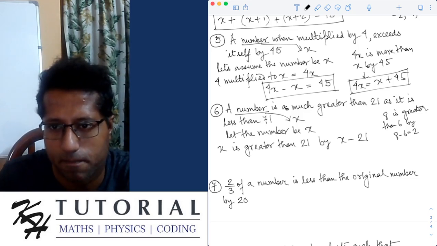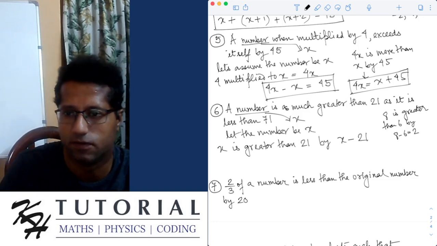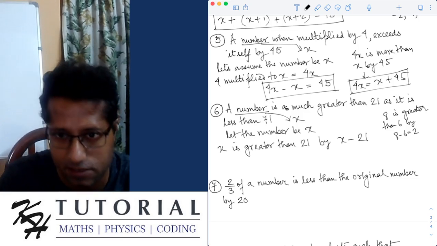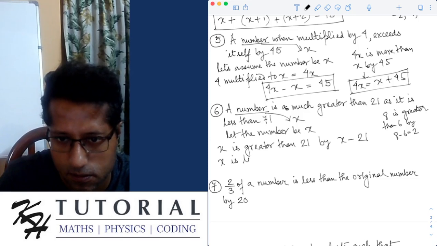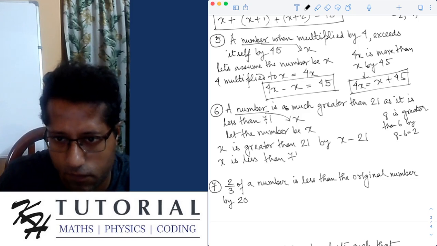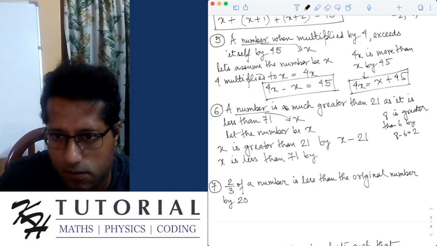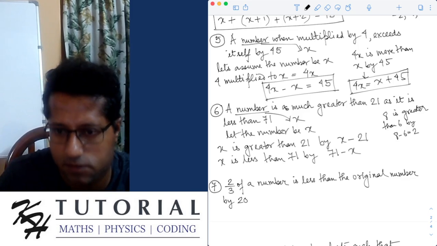And it is saying that the number is as much greater than 21 as it is less than 71. So it means that the number is less than 71. Okay, so x is less than 71 by 71 minus x.